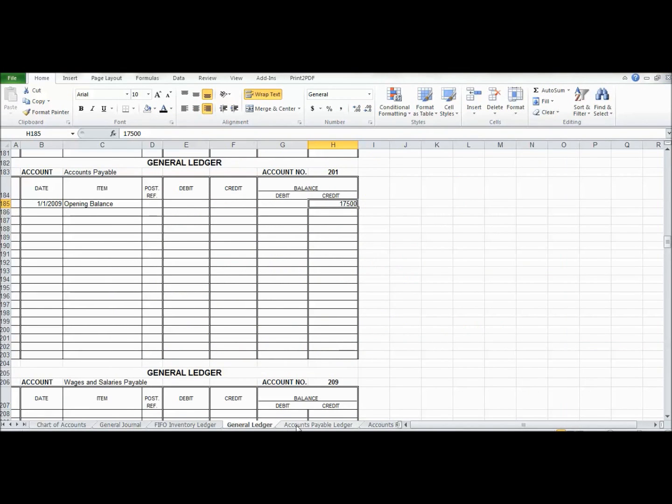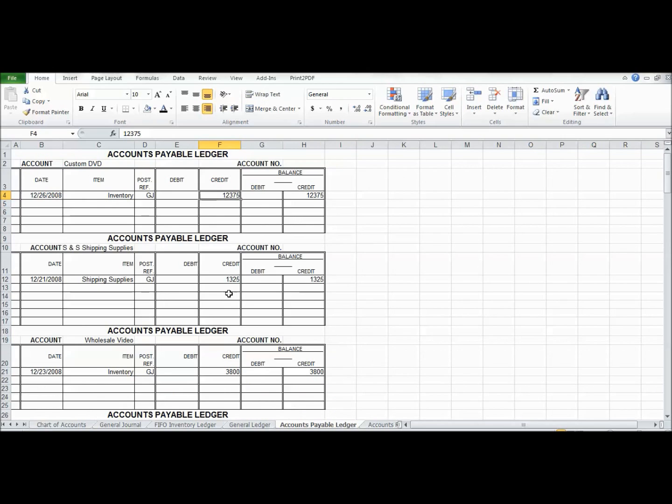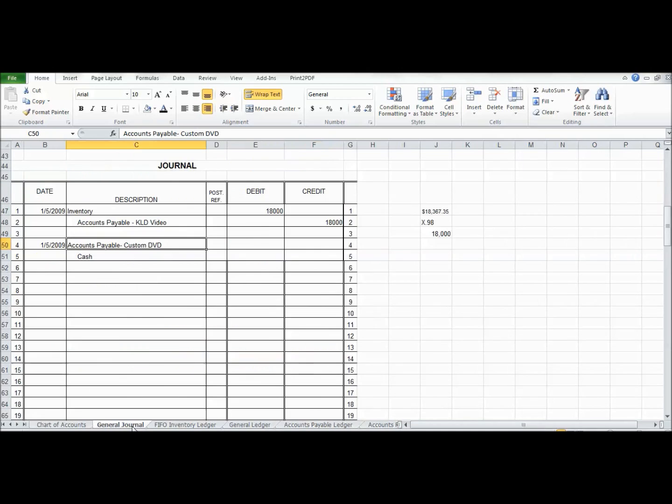So we need to go to the accounts payable ledger that gives us specifics on each person that our company owes money to. The first one happens to be Custom DVD. It shows that we owe them $12,375. So we go to our journal entry and we say, that's the amount that we need to reduce the payable for, and decrease the cash with the credit. So we reduce the payable, reduce the cash, debit to reduce a payable, credit to reduce an asset.